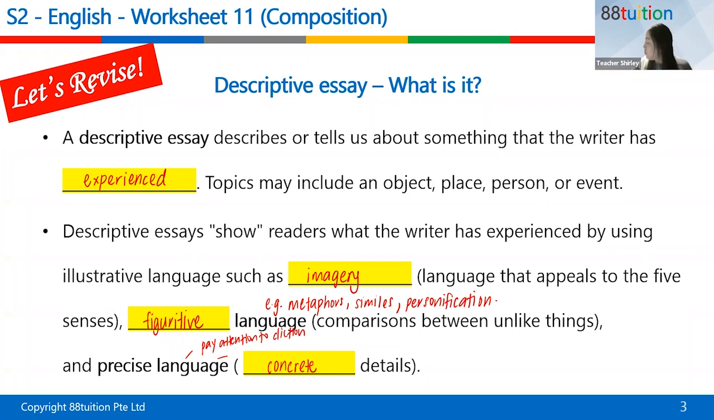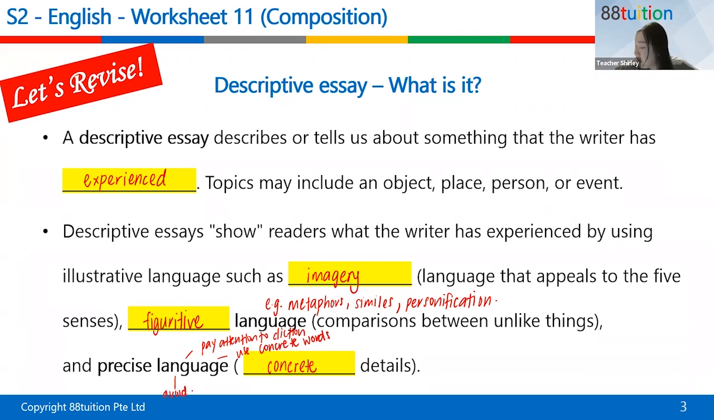So for example, he gave me a free gift. He gave me a free gift. Isn't a gift already free? So the word free is kind of redundant, right? So instead of he gave me a free gift, you can just say he gave me a gift. That's all, right? So in this case, this is polishing language. So that would be using concrete details, using concrete words.